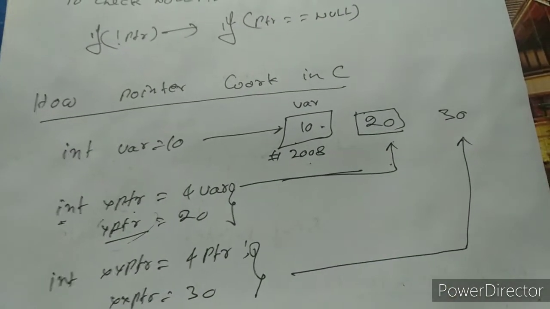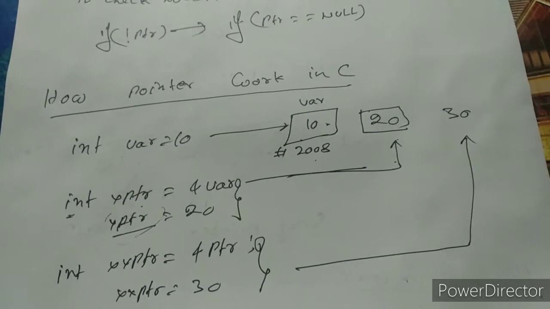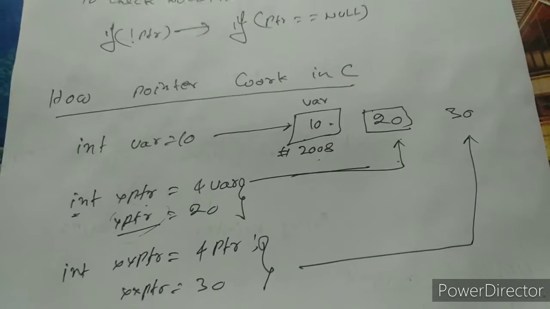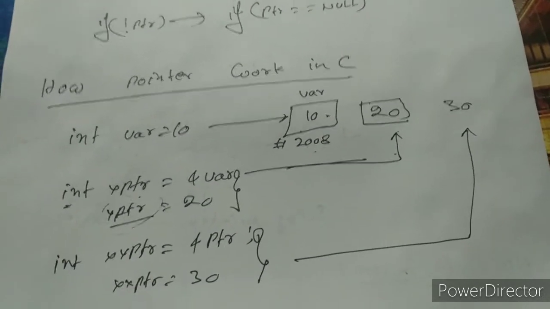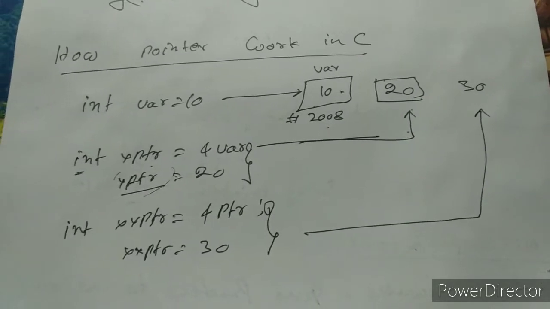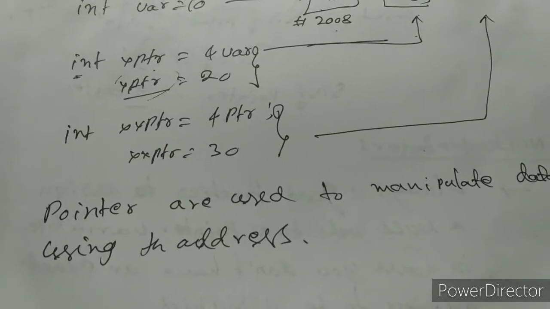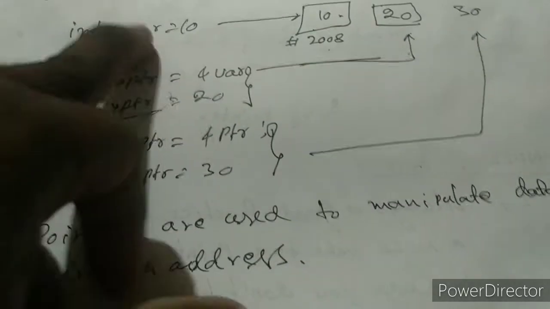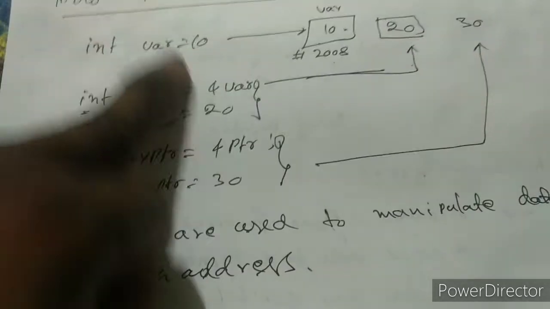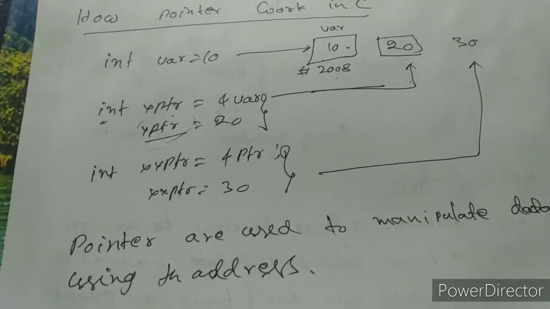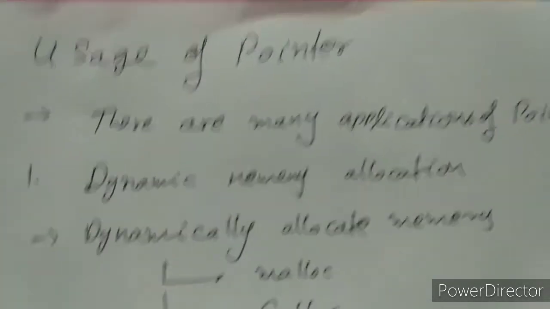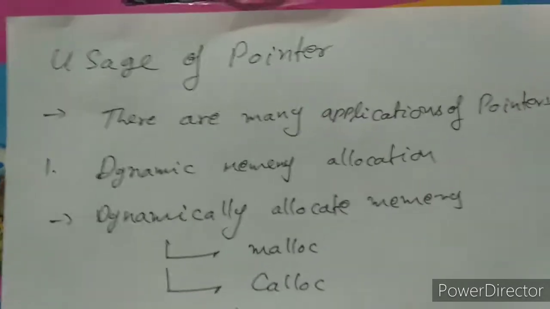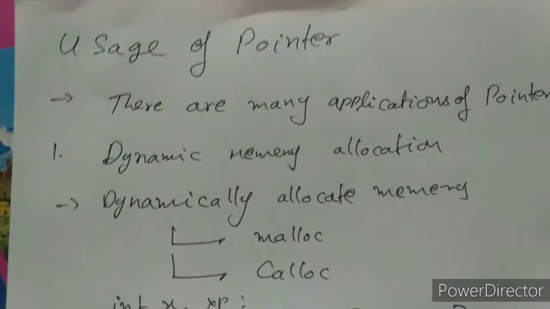Like this, the pointers work in C programming. Like that, we have many other applications of pointers. Let us see the applications of pointers in C. Here pointers are used to manipulate the data using the address. Similarly, we manipulated the data 10, 20 and 30 in the memory locations. There are many applications of pointers in the C language.